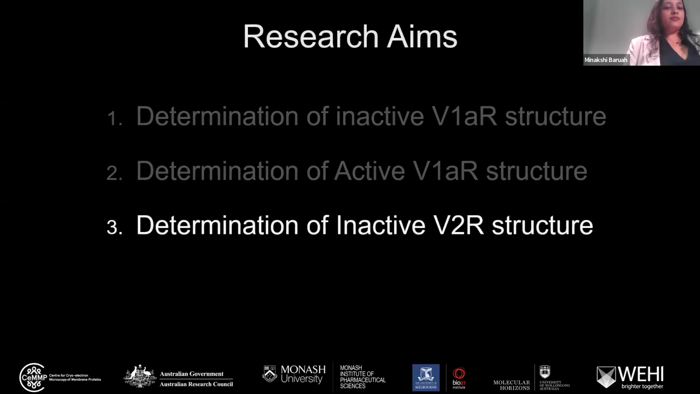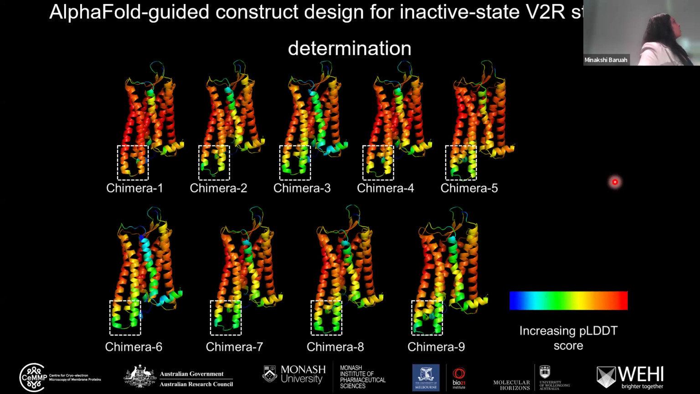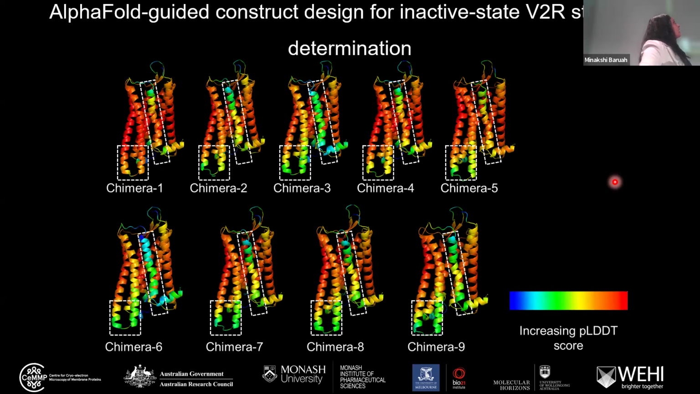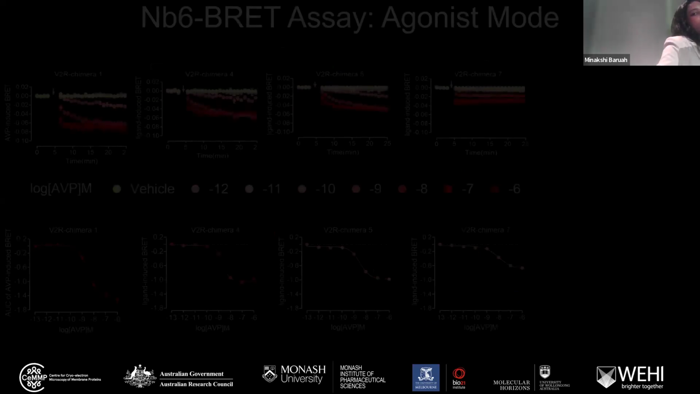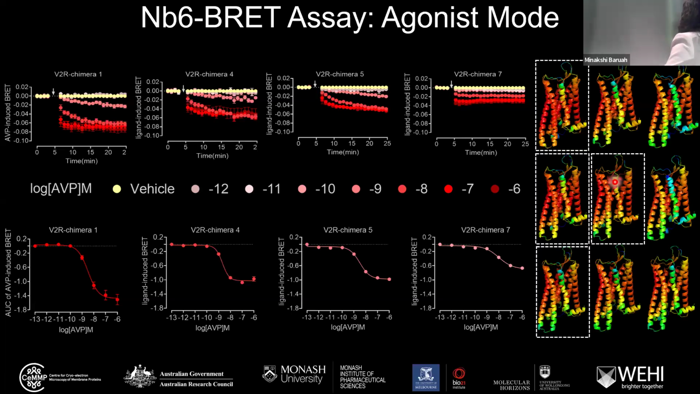This brings me to my third aim, inactive state V2R structure determination. So a similar approach was followed with construct design and AlphaFold predictions, and I have highlighted the region where fusion was made, and also the TM7. We have got similar results with differences in confidence score. Then all these constructs were again tested in a similar way in the BRET assay, and out of the 9, only 5 of the constructs gave us robust nanobody 6 engagement. And here I'm showing in highlighted boxes the constructs that gave us good nanobody 6 engagement compared to the others that didn't.